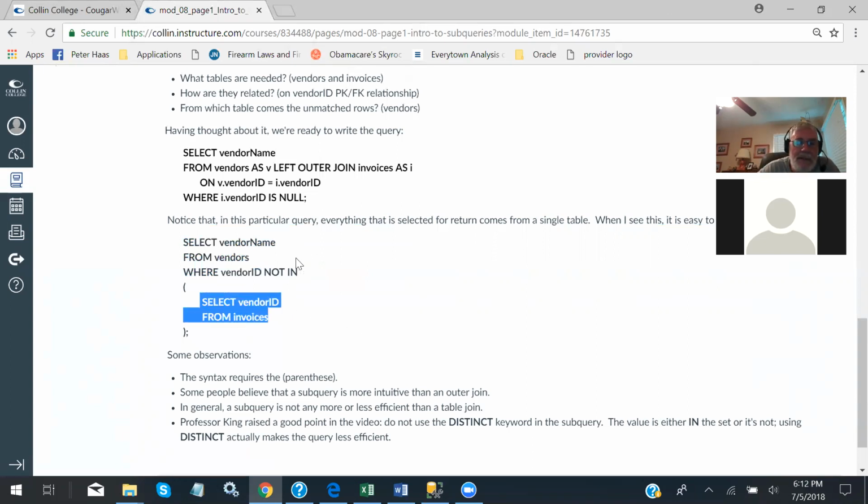Now, think about this idea for just a moment. The in query, I believe we have discussed. It's either in this set or it's not. So is the vendor ID in this set? Now, these parentheses are required. So where the vendor ID is not in this set, everything that's here, but not here. Does that make sense?